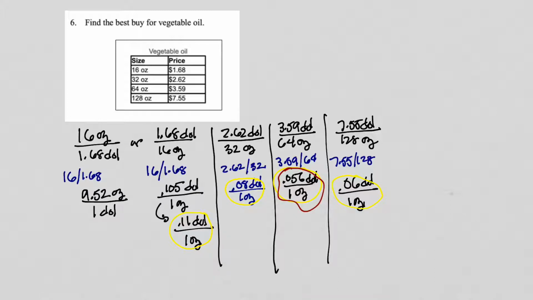So if we are to answer the question, the best buy, and I'll write it up here at the top right, is 64 ounces for $3.59.